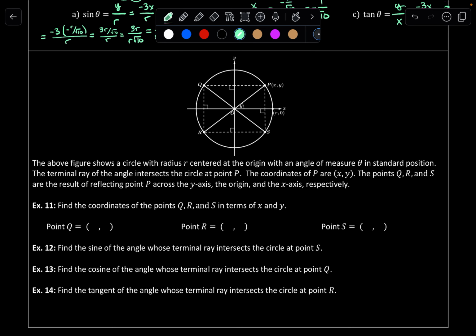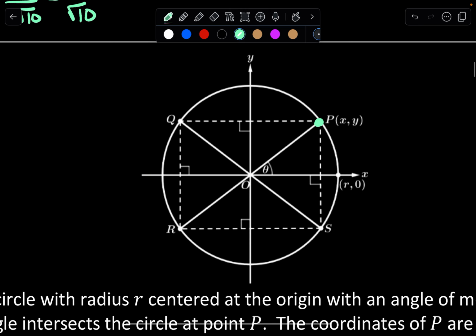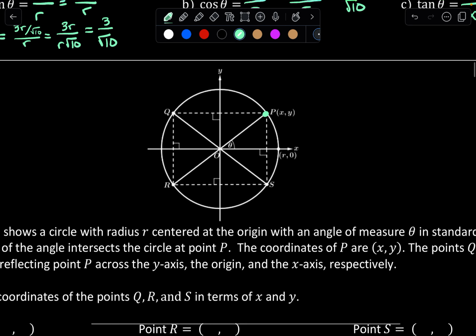All right, the above figure shows a circle with radius r centered at the origin with an angle measure of theta in standard position. The terminal ray of these angles intersects the circle at point P. The coordinates of P are x, y. The points Q, R, S are the results of reflecting P across the y-axis, the origin, and the x-axis. So we have this point P, and then when we reflect over the y-axis, which is over here, we get point Q. And then when we reflect that same point about the origin, here, we get point R. And then when we reflect it over the x-axis, we get point S, respectively.